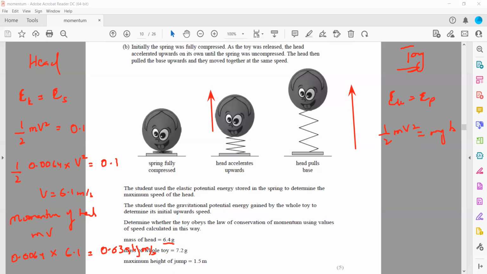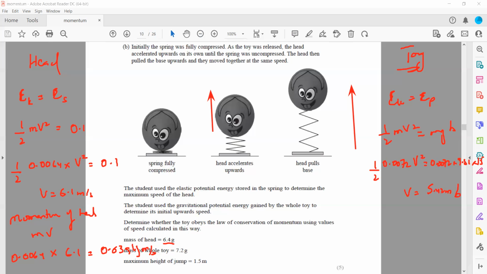Then what about the mass of the whole toy? That is the sum of the head plus the base, but they already mentioned that it is 7.2 gram. So it will be half into 0.0072 into v squared equals the mass 0.0072 into gravity 9.81 into height. It moves to a height of 1.5. When we simplify, we'll get the speed of the toy, which is 5.42 meter per second.